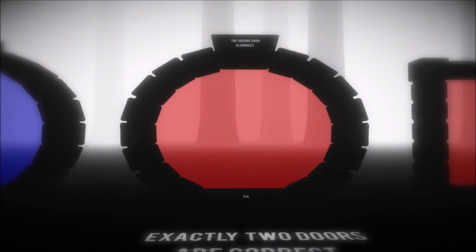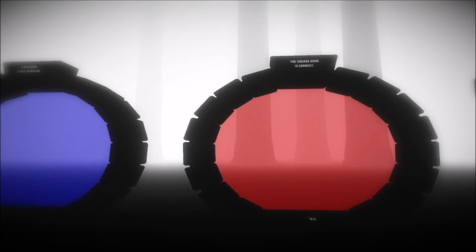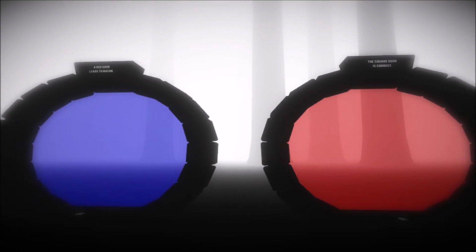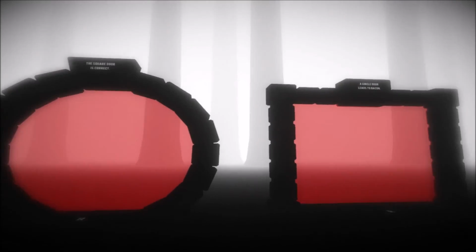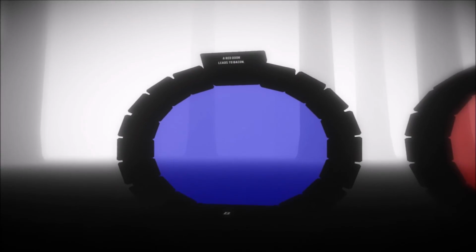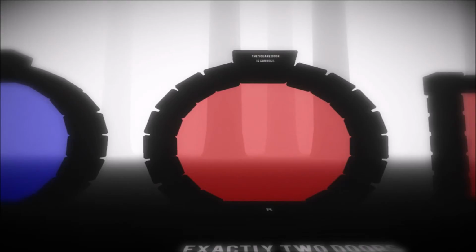If the circle red was correct, or led to bacon, then blue would be true, red would be true, circle would be false. If blue was correct, blue itself would be wrong. That would be wrong, and that would be right. So it has to be a circle.